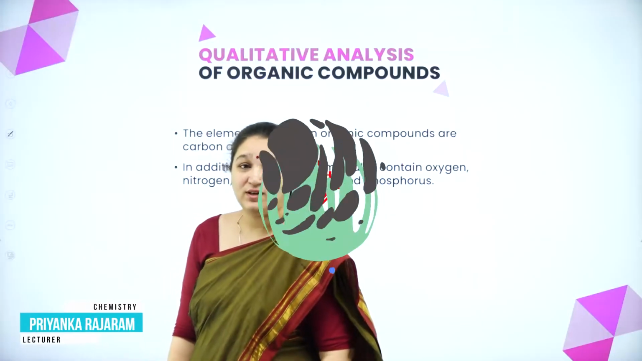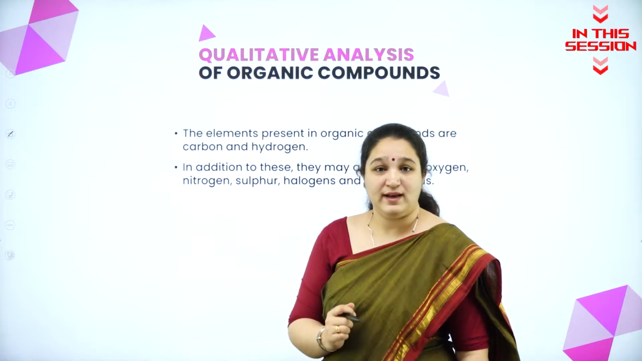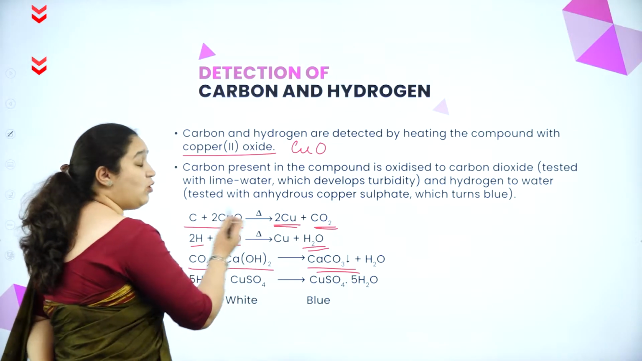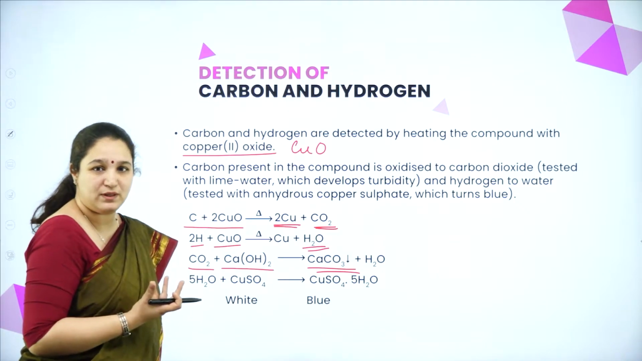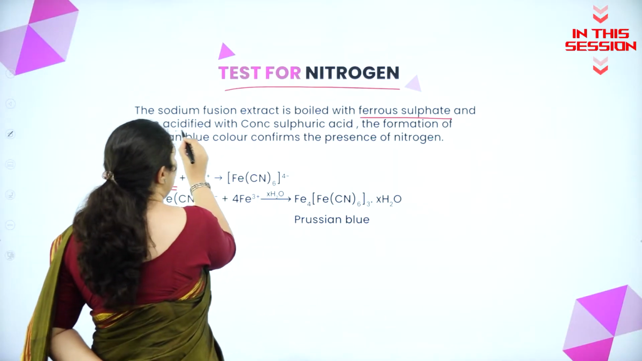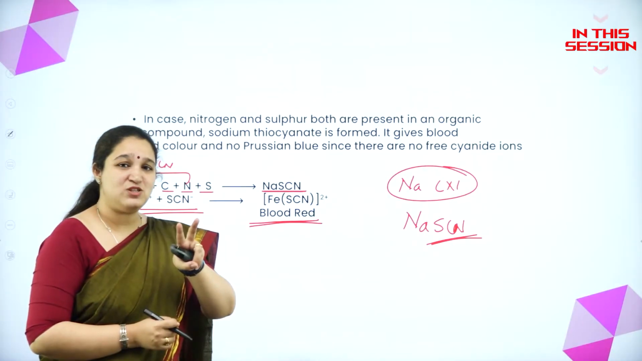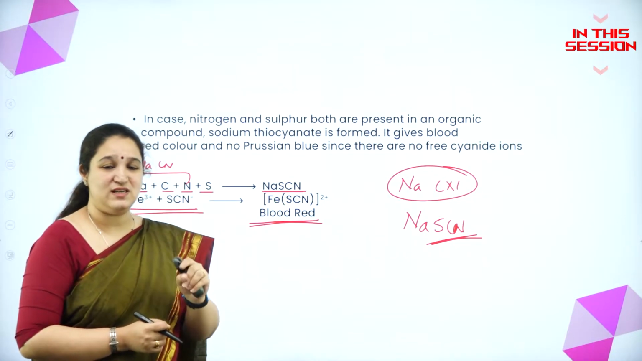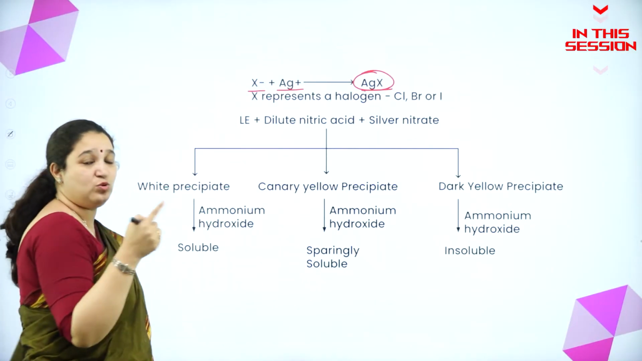Today, we shall learn about the qualitative analysis of organic compound. How to detect that water is being formed? You're heating, water will be in the form of water vapor. Ferrous sulfate and then acidified with concentrated sulfuric acid. Two elements you can detect with one test, that is using AgX is the one which is giving the color to the precipitate.